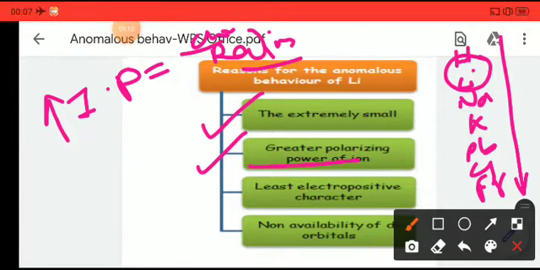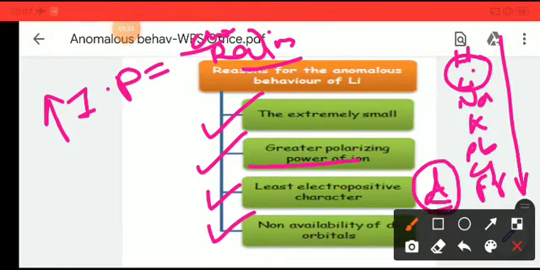The higher the ionic potential, the higher will be the polarizing power. Similarly, it has the least electropositive character and non-availability of d orbitals, as lithium doesn't have d orbitals in it. Because we know, what is the atomic number of lithium? Lithium's atomic number is 3.